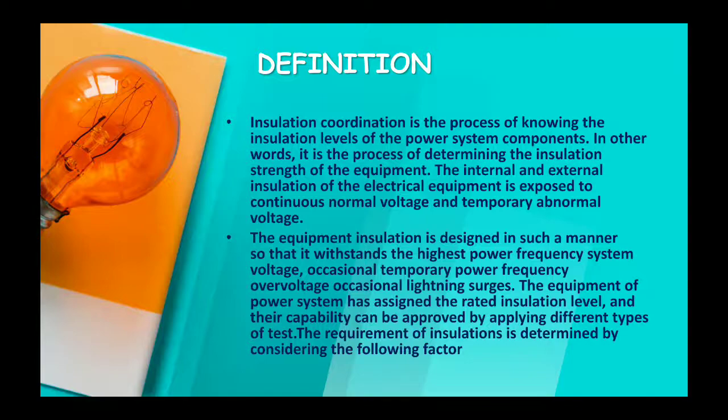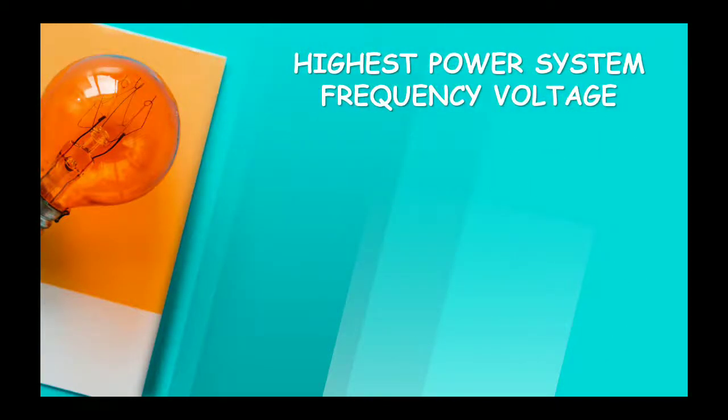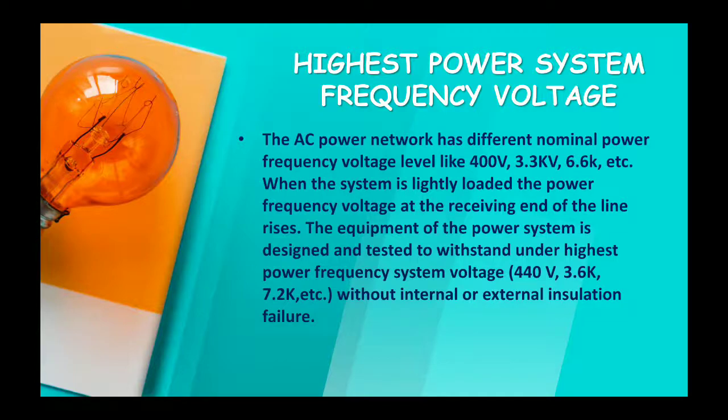The requirement of insulation is determined by considering the following factors. The highest power system frequency voltage: the AC power network has different nominal power frequency voltages like 400 volt, 3.3 kV, 6.6 kV, etc. When the system is lightly loaded, the power frequency voltage at the receiving end of the line rises. That is known as the Ferranti effect.